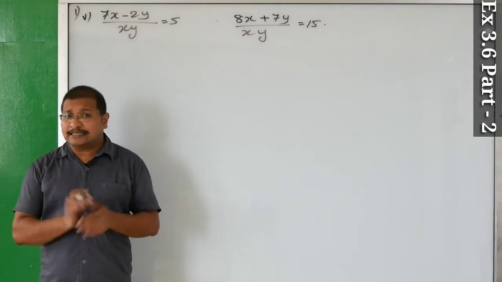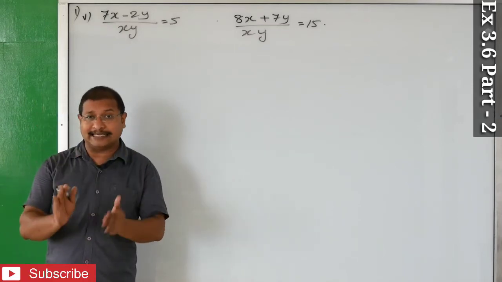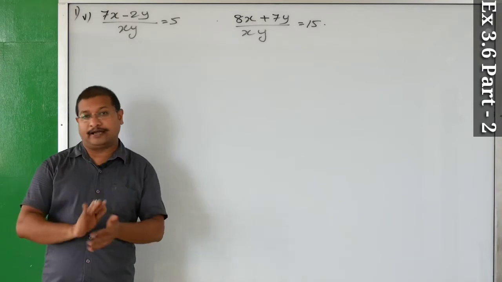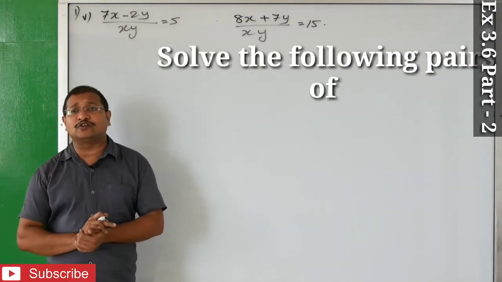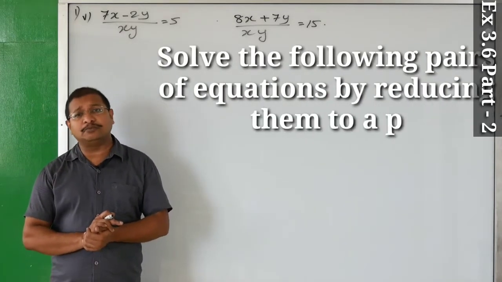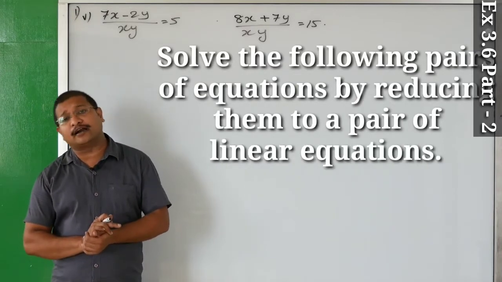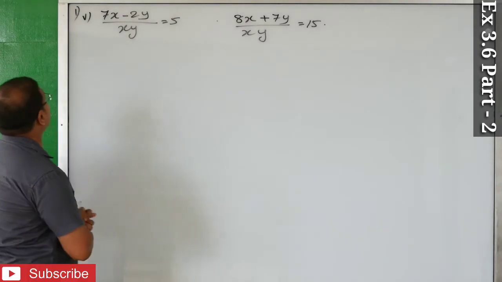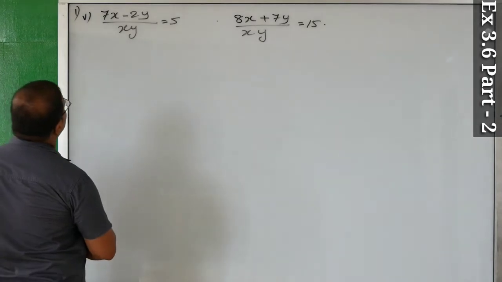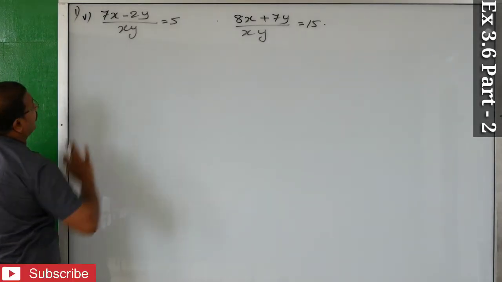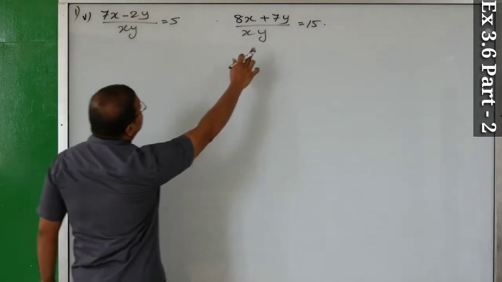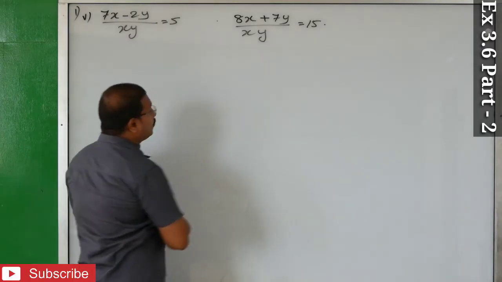Hi students, let's see exercise 3.6, question number 1-5. Solve the following pairs of equations by reducing them to a pair of linear equations. Ready? Question number 5. (7x minus 2y) divided by xy equals 5 and (8x plus 7y) divided by xy equals 15.